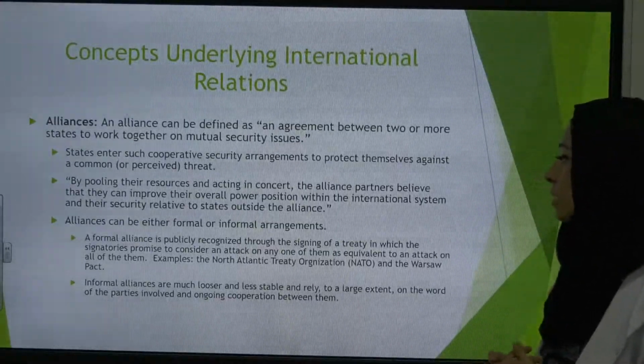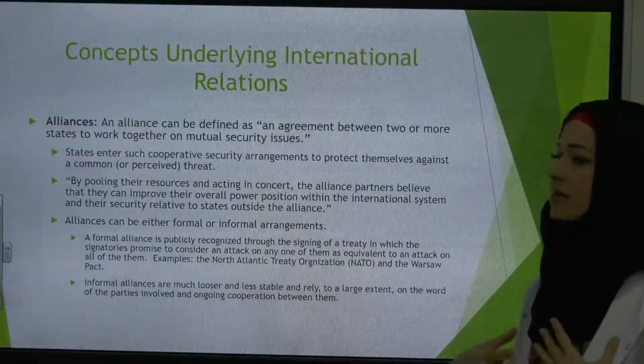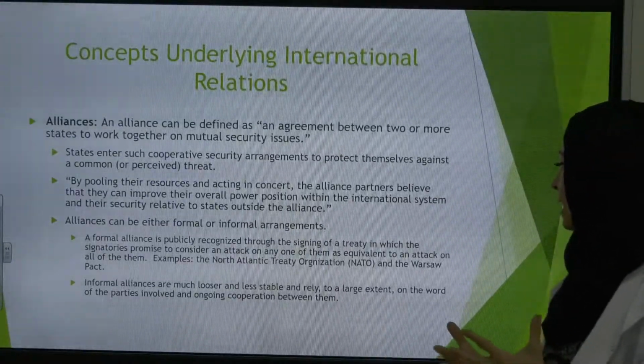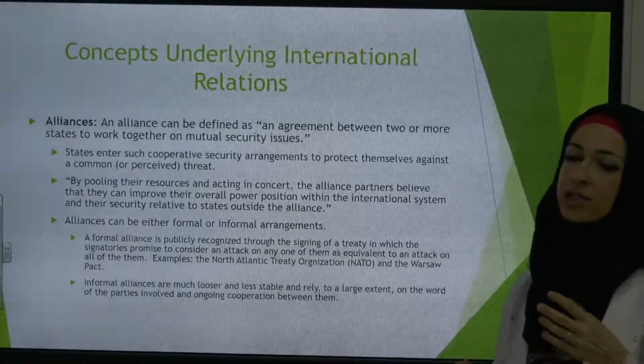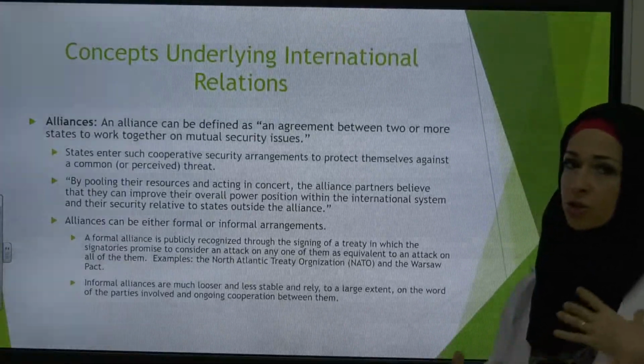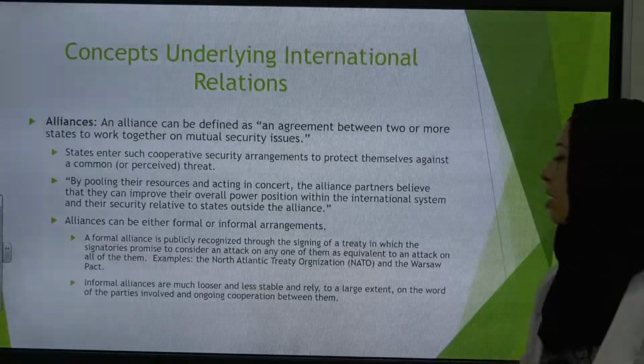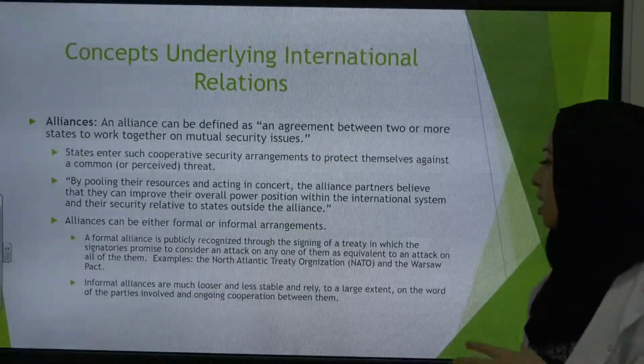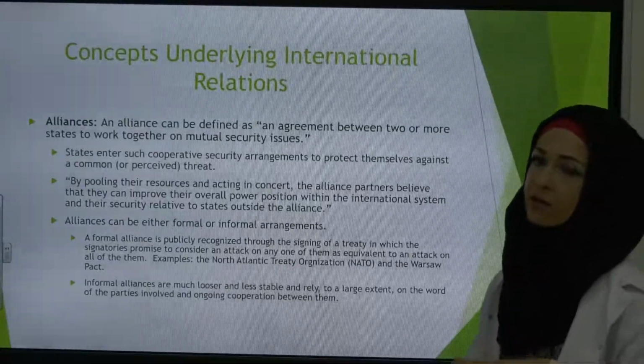Now, an informal alliance would be much looser and less stable, and you can't really rely on it to a large extent. Why? Because it's just the word of the parties involved. There's no charter, there's no group, there's no treaty, and it's just based on involved and ongoing cooperation informally.